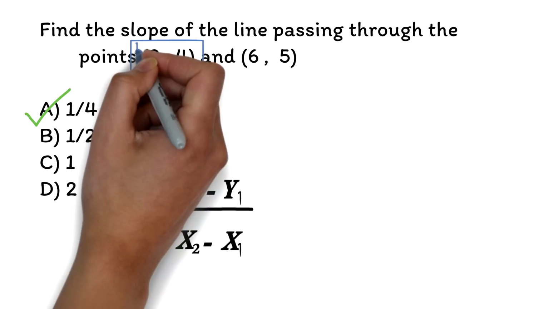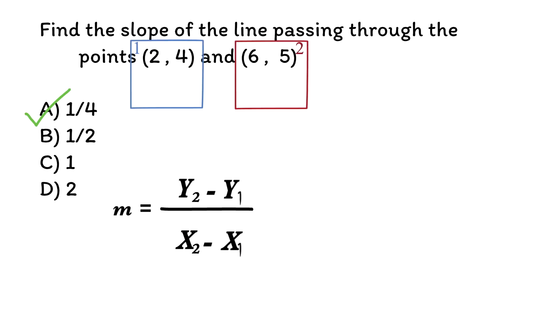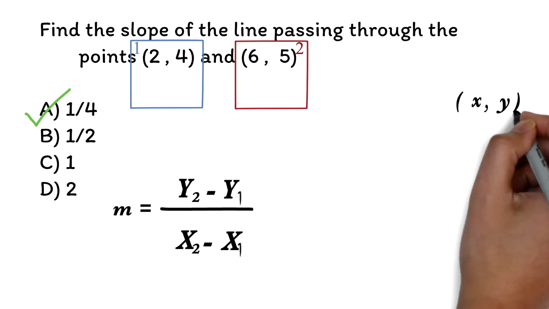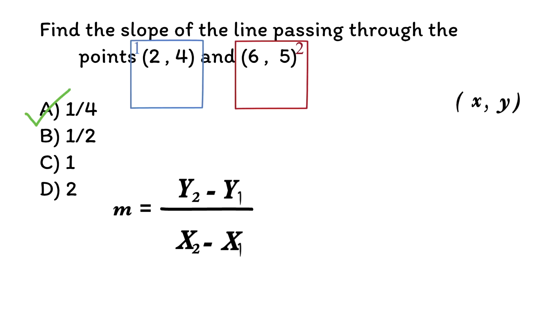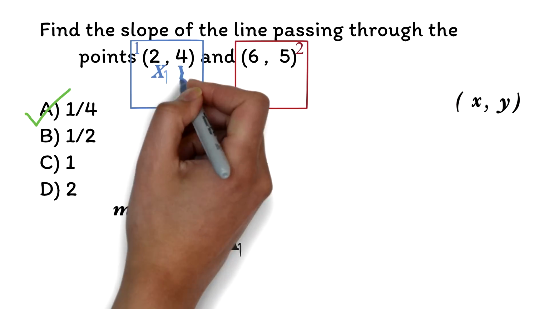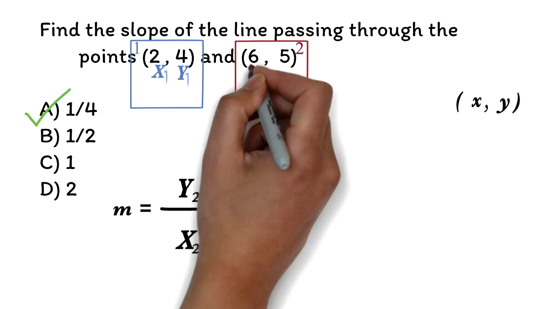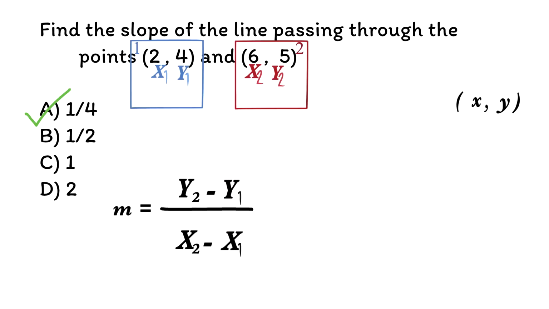I'm choosing this as 1 and this as 2. We know that when you have a point, the first value is your x, and the second value is your y. Since we are calling this point 1, we will have x1, y1 here. Same thing for this. Since we are calling this our point 2, we can call this x2, y2.